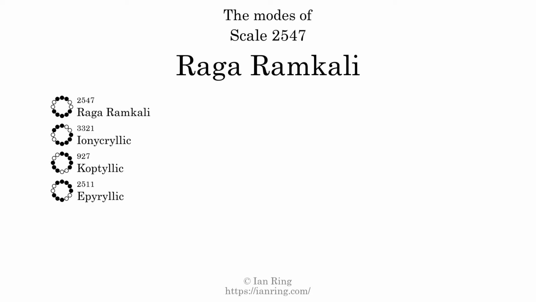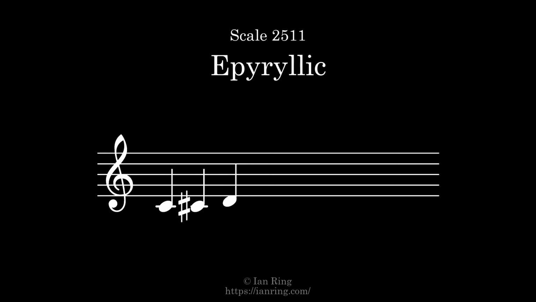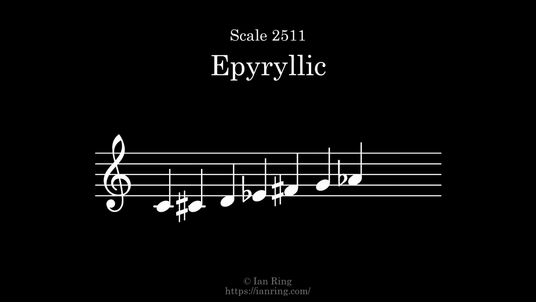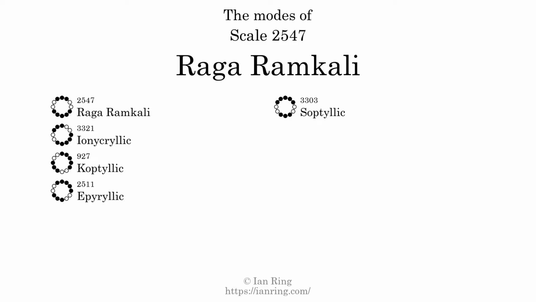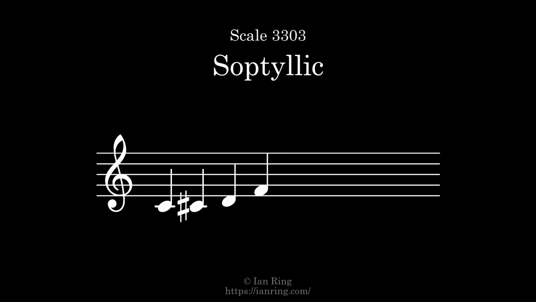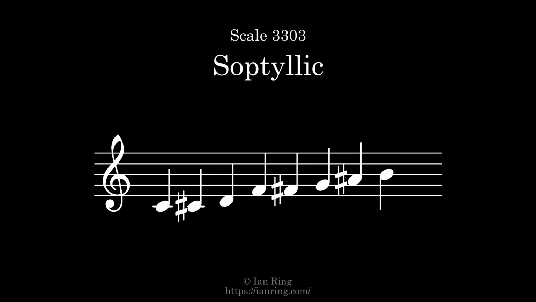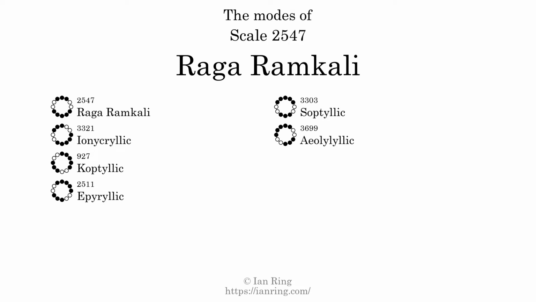The fourth mode is scale 2511, also known as Imperfections. It sounds like this. The fifth mode is scale 3303, also known as octatonic. It sounds like this. The sixth mode is scale 3699, also known as octatonic. It sounds like this.